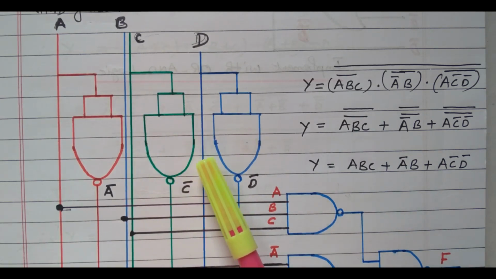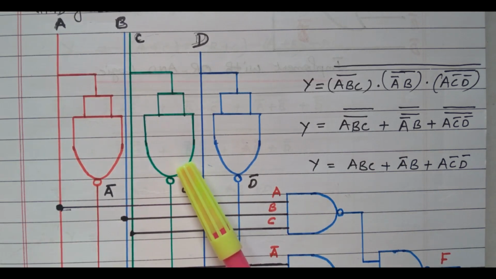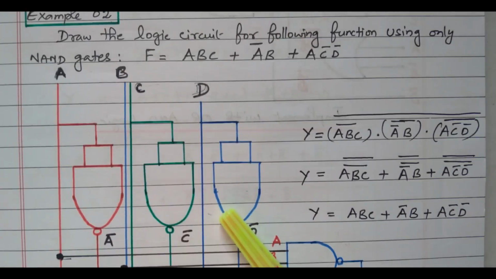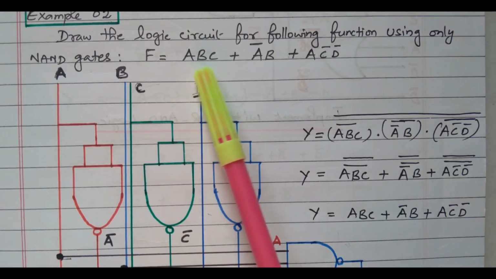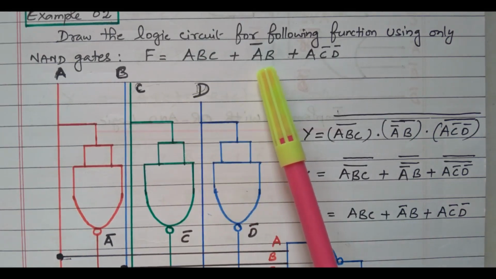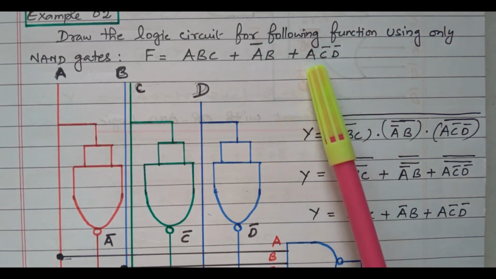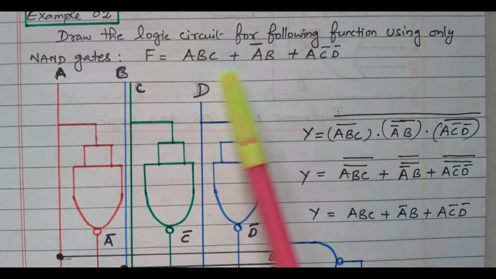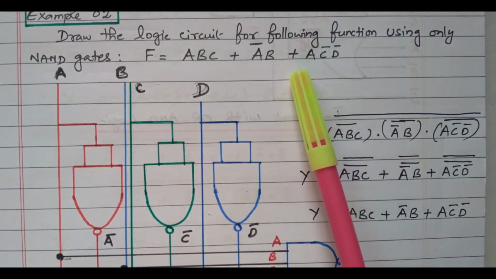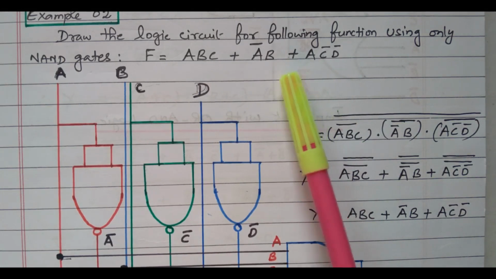In order to implement the function, we can go for the further design. So here we have A, B, C. For that we need one NAND gate, and A bar B, another NAND gate. Then A, C bar, D bar, another NAND gate. So we need 3 NAND gates, and to add all these 3 functions, we need one more NAND gate. Now we'll see this function one by one.